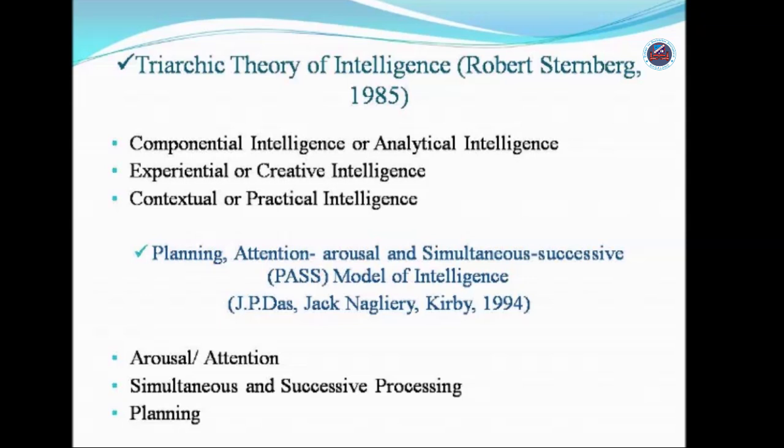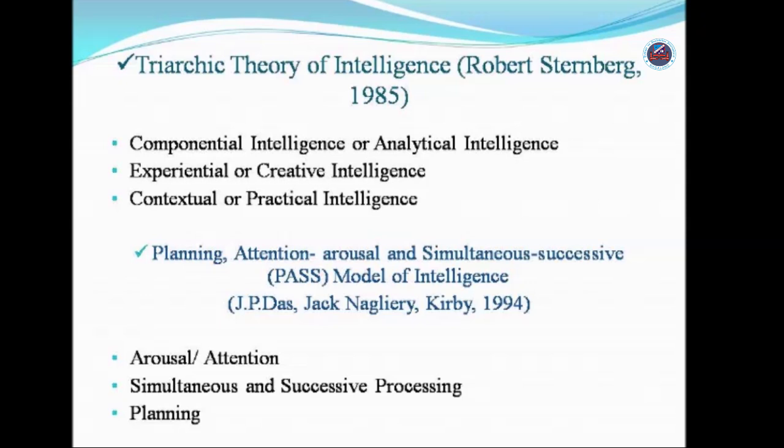Then comes contextual intelligence. In other words, it is known as practical intelligence because an individual is very practical when it comes to intelligence. The reason it is considered practical or contextual intelligence is that individuals who are high in practical intelligence are considered street smart because they can easily adjust to any type of given environment. Now let us discuss the PASS model.